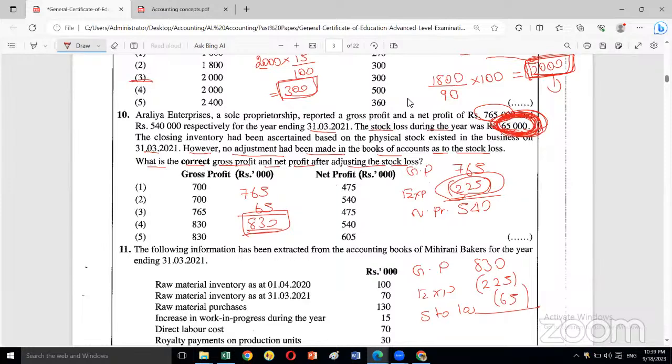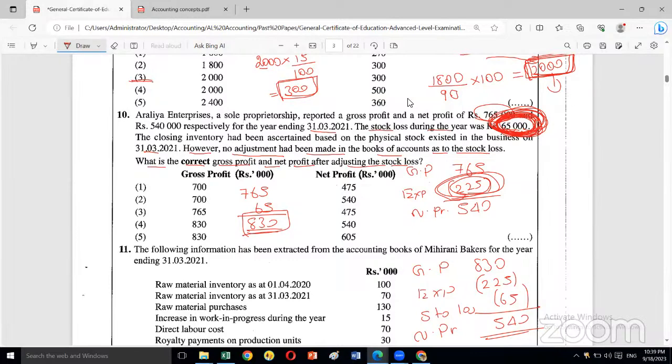Stock loss 65. If I minus this, I will get the actual net profit. 830 minus 225 minus 65. How much is the answer I am getting? 540. This is my net profit. Before considering this 65, only this 225,000 is expense. But this is a loss. This 65,000 also I should record as other expense. 830 minus 225 minus 65. Finally, I will end up with 540.